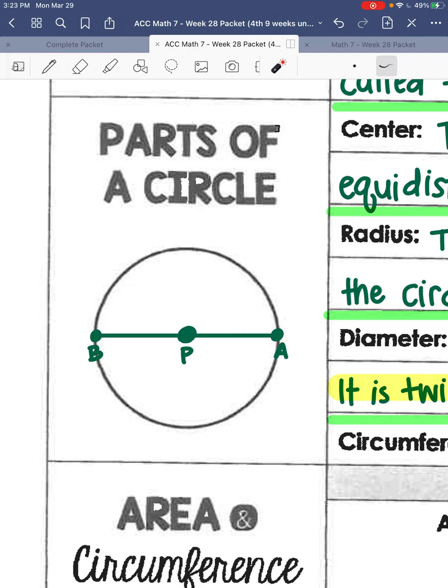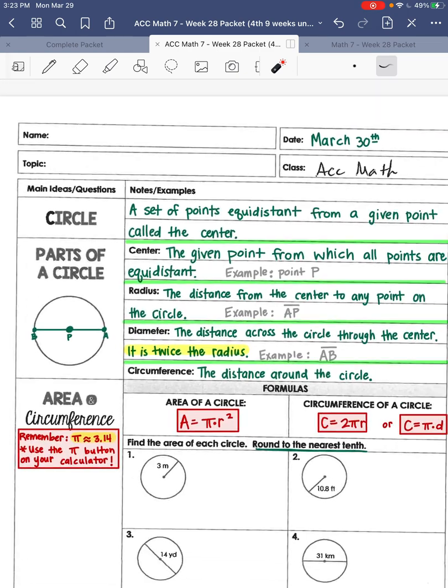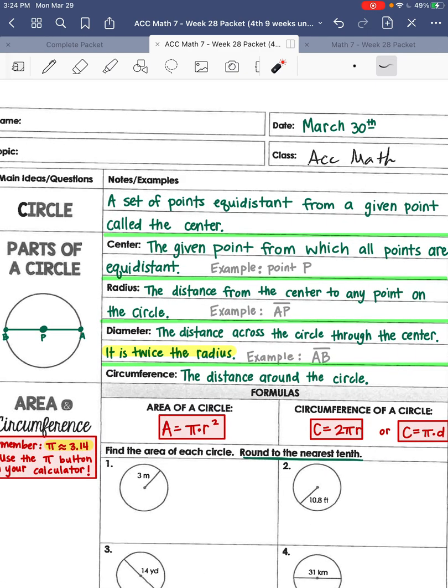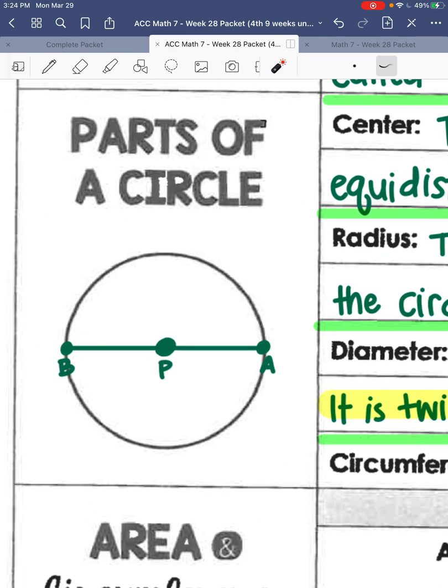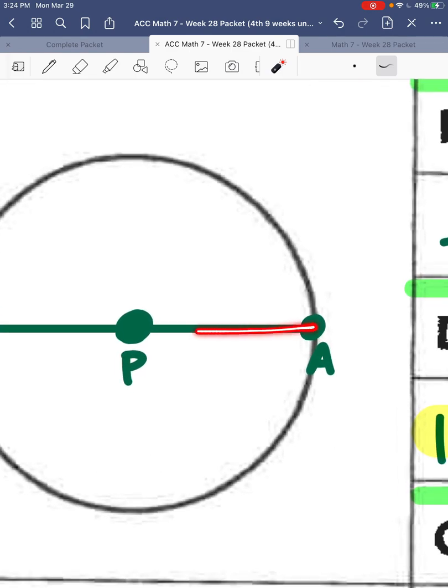Okay? Now, the distance from the center to any point on the circle is called the radius. So for example, this line segment that goes from point A to point P is the radius. A lot of times the radius is abbreviated with the letter R.